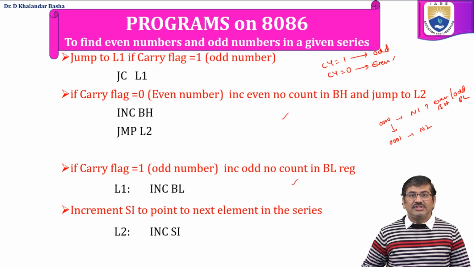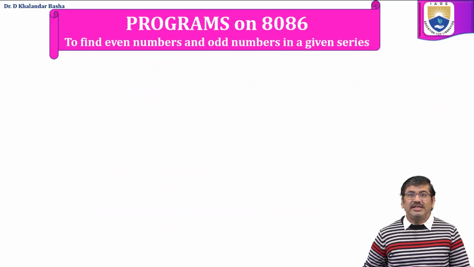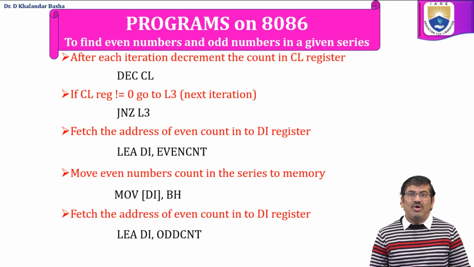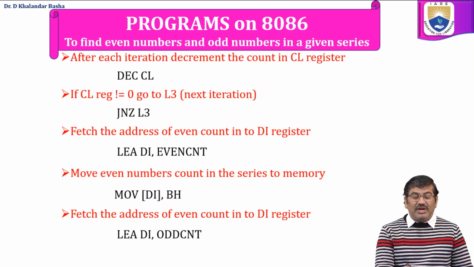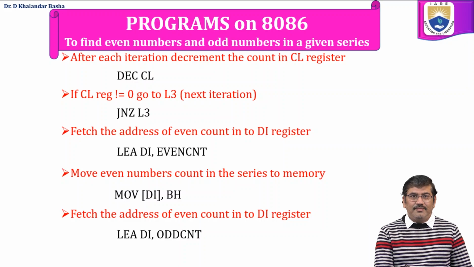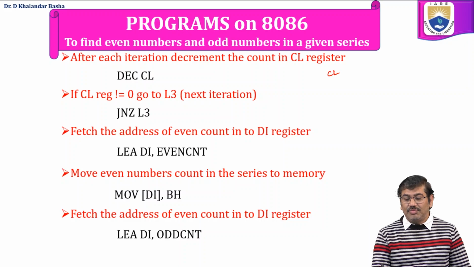Once the increment is done, then again we need to go for iterating. That will be done by checking whether the count loaded in the CL register is non-zero or not. What does CL consist of? How many numbers are there? Whenever you check a particular number, we are going to decrement that particular count in the CL register. As one number is checked, we are going to decrement CL. If CL is non-zero, what does CL indicate? It is having some count. When CL is equal to 0, it indicates all the numbers are checked.